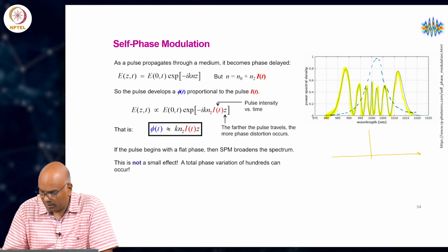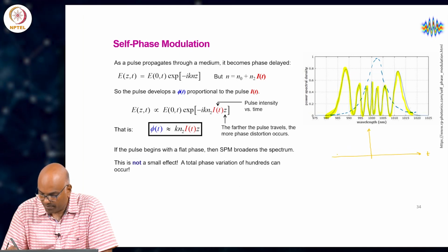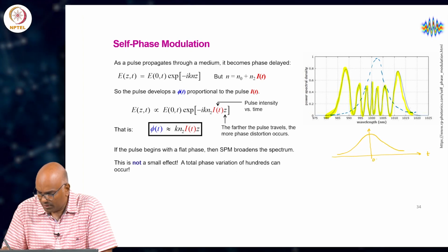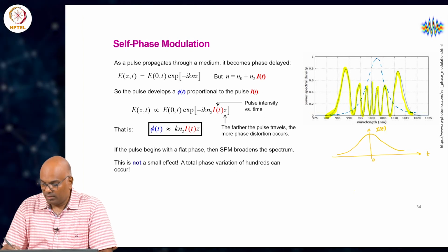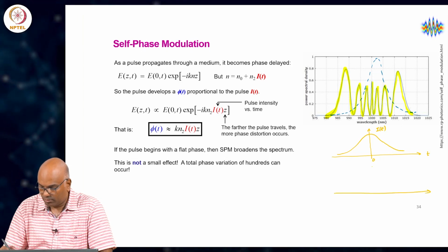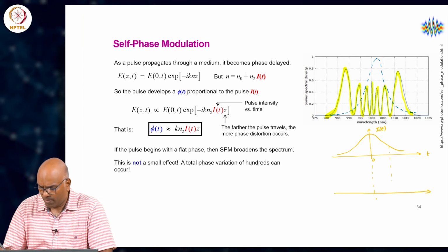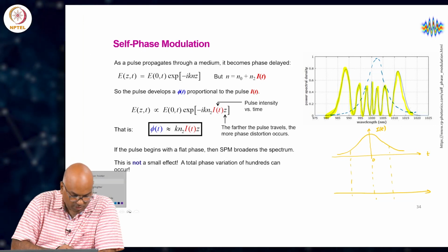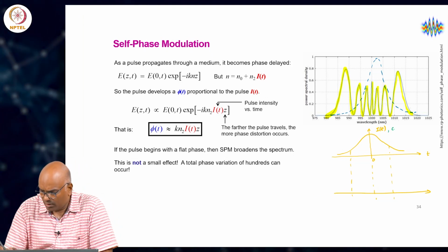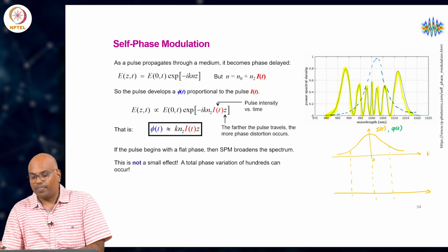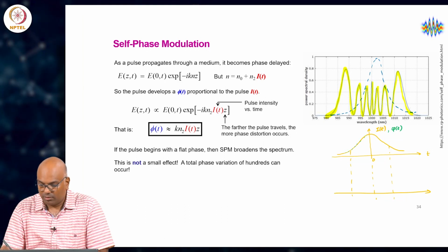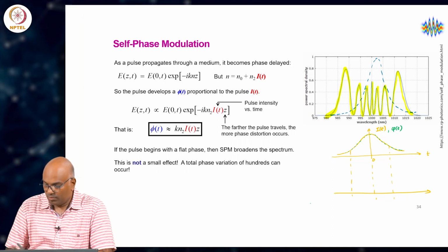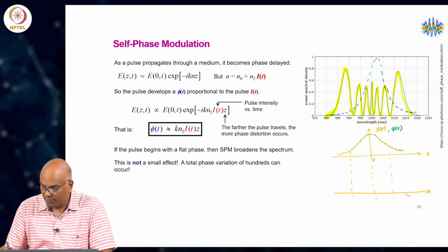If we have a pulse in the time domain, which has a Gaussian intensity amplitude, not only is this quantity I of t, this is also phi of t, this is how phi of t would vary in time. Now, what about d phi by dt?